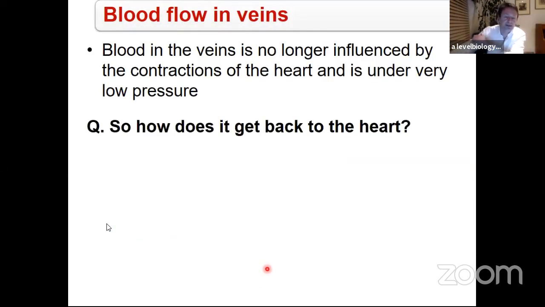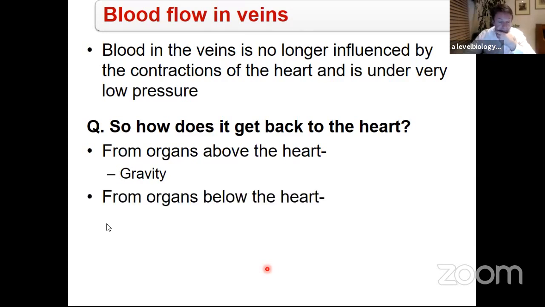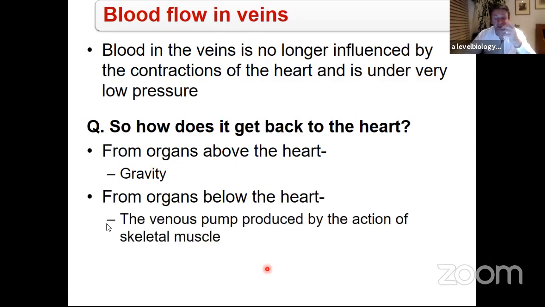Okay, so how does the blood get back to the heart? This is a source of some confusion with students, and it's worth making these points now. From organs above the heart, it gets there by gravity. So it's going from anything above your heart down by gravity. From organs below the heart, and this is where it causes a bit of confusion, is the action of the skeletal muscle. Now, the skeletal muscle is not propelling the blood through the veins back to the heart.